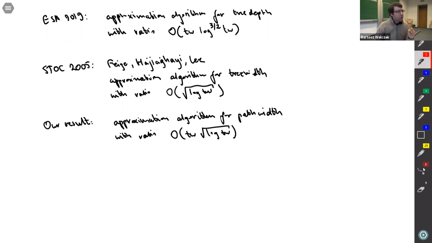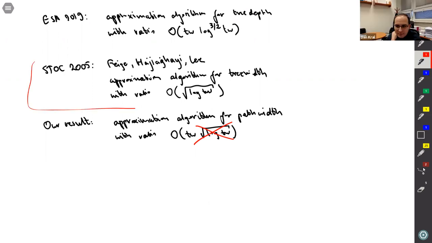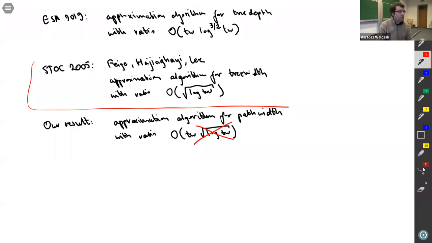Okay, so if you are given a tree decomposition, then this factor disappears. With a given tree decomposition of, say, width t, the approximation ratio is just big O of t. However, if we are not given the tree decomposition, then the first step is to approximate the treewidth using the STOC algorithm, and this is why this square root of log of the treewidth appears here.